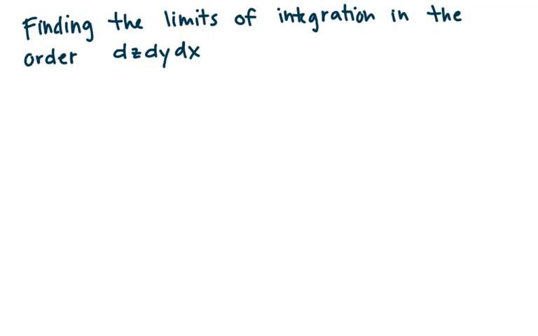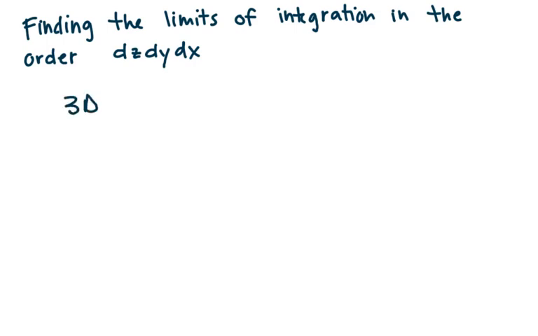Hello again. Now we're going to talk about finding the limits of integration in the order dz, dy, dx. And of course, the steps in this can be reversed to change the order, but we're just going to look at this conventional way of setting these integrals up and determining our bounds.